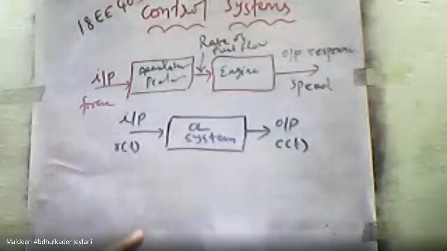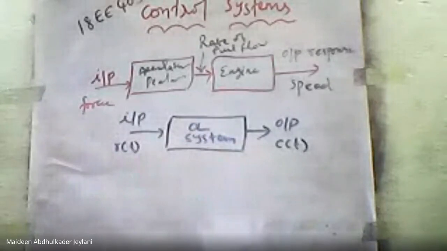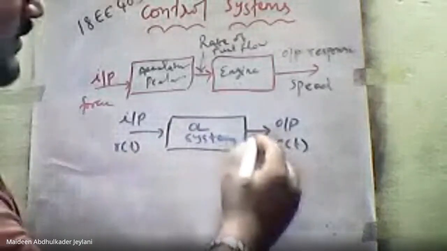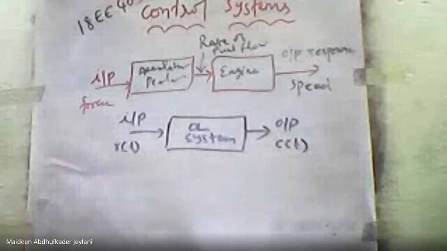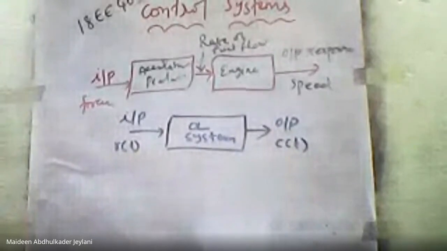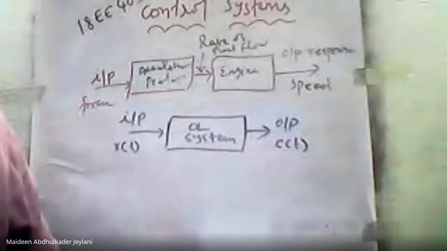Clear? Which means that in our open loop system, the output is not fed back to the input for correction. We don't have any feedback from the output to the input. Okay, these are the main differences between open loop and closed loop systems. Let's see what are the advantages and disadvantages of open loop and closed loop systems.